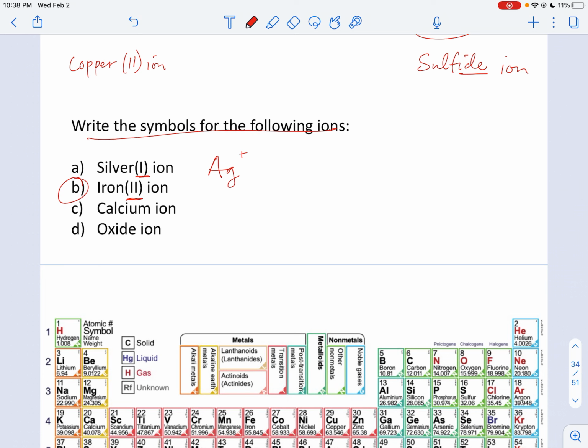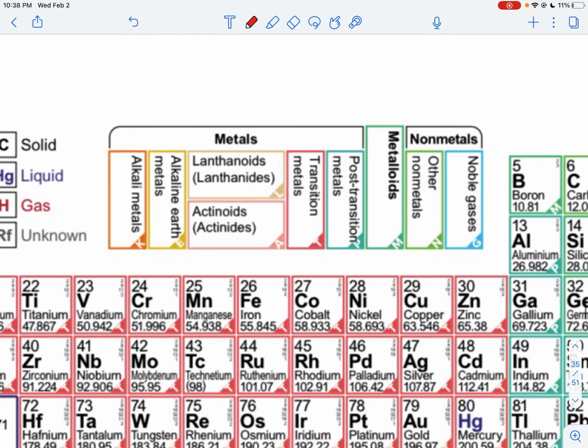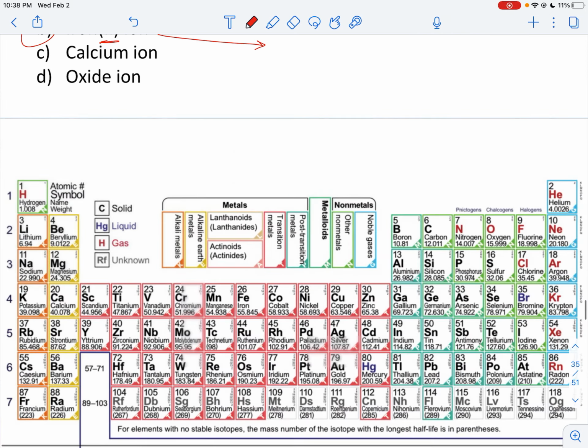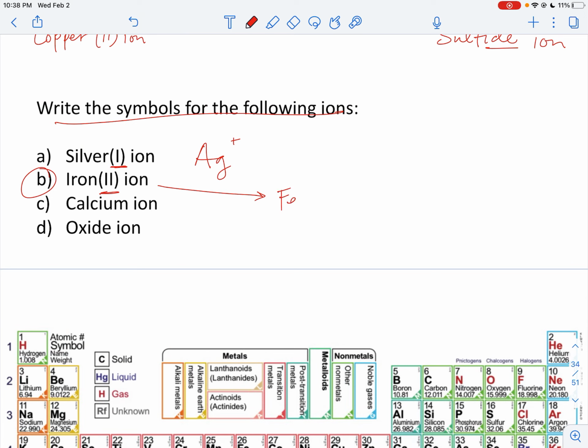Let's go ahead and do B as well. I see Roman numerals, so that means it's got to be a transition metal. So I'll come over here. Iron on the periodic table is Fe. So I'll write Fe, and the charge is a +2. That's what those Roman numerals are indicating.